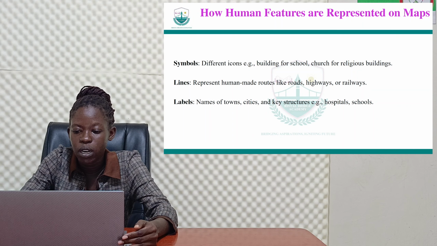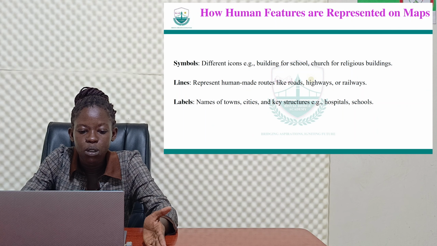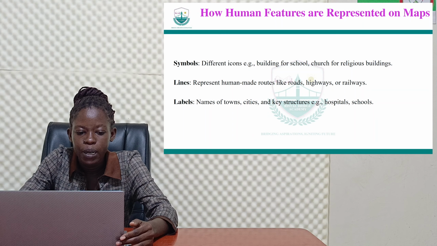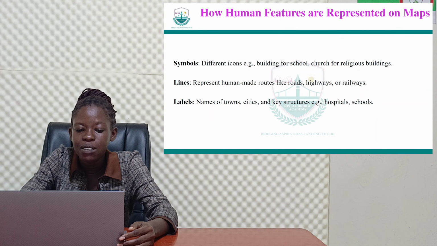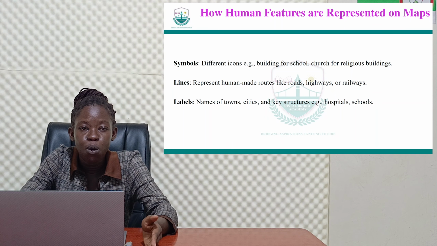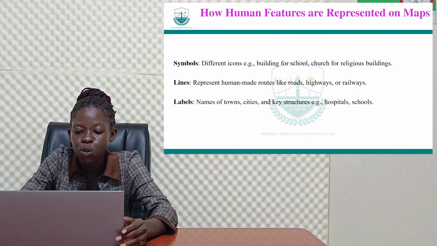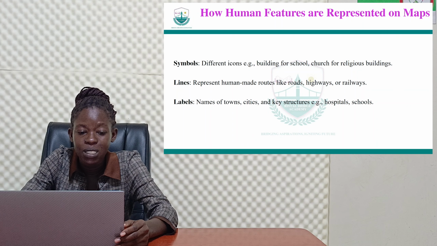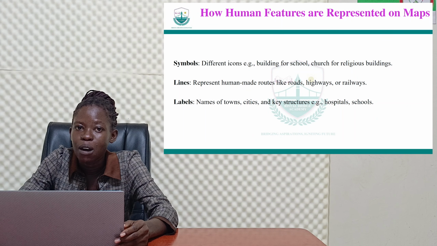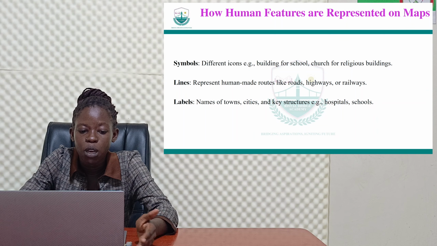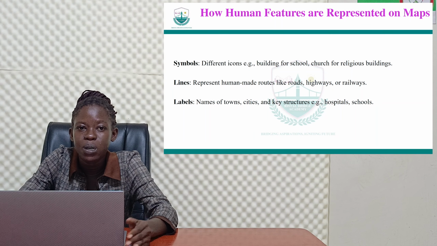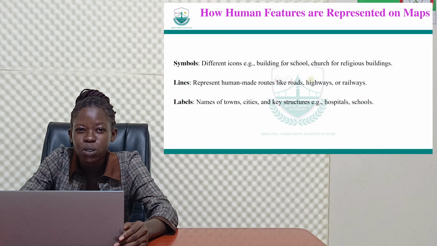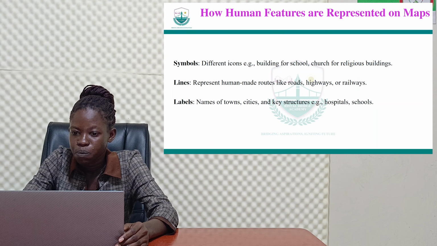And also labels, names of towns and cities. Let me say an example of a trading center. You can easily represent it on a map with a label of TC. That's enough for a map reader to know that this is a trading center. Borehole, a label of BH. The map reader is able to understand that this is a borehole in this area.